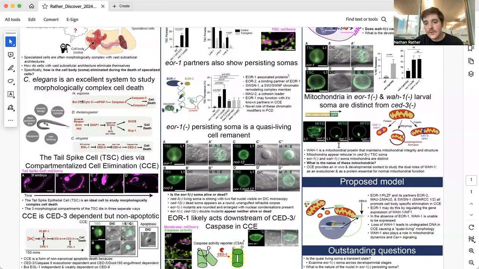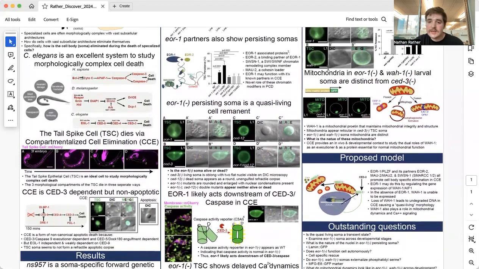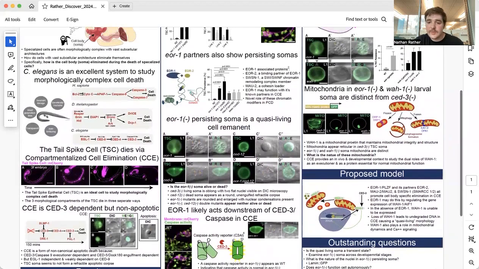I next want to know what the nature of these mitochondria are. Are they fragmented? Are they being degraded? What's going on there? Overall, I think that EOR-1 is controlling the transcription of WAH-1, which is this important mitochondrial protein that is being activated by CED-3, where it degrades DNA. And the loss of WAH-1 is what leads to this soma phenotype.